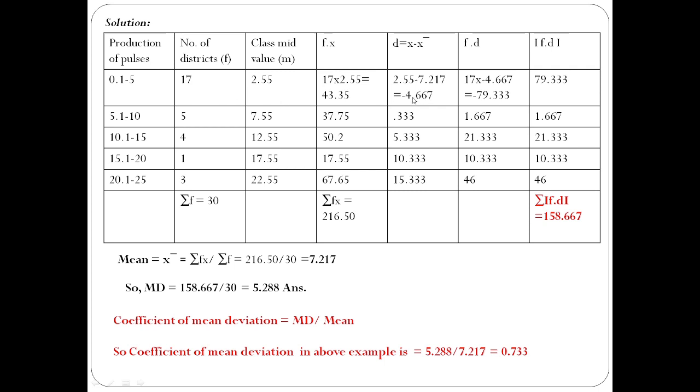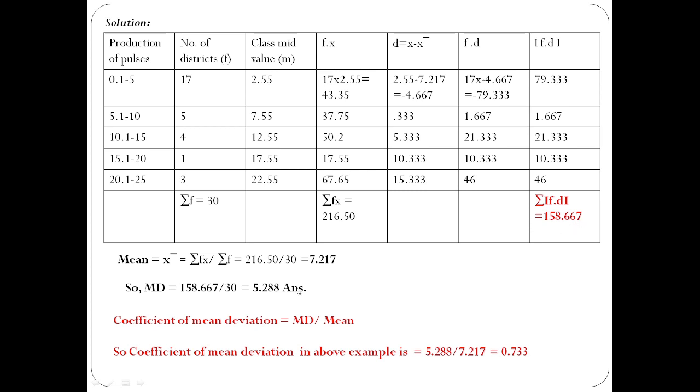So 17 into minus 4.667, it is equal to minus 79.333, then 1.667, then 4 into 5.333, it is 21.333. So in this way we can calculate the fd. Once we calculate the fd, we need to find out the absolute value. Again, we are omitting the negative sign. We are taking the absolute value in positive sign, that is minus 79.33 becomes 79.33 only, then 1.667. So in this way we can find out the values of the fd, and then at the very end we need to find out the summation of fd within modulus, that is equal to 158.667.